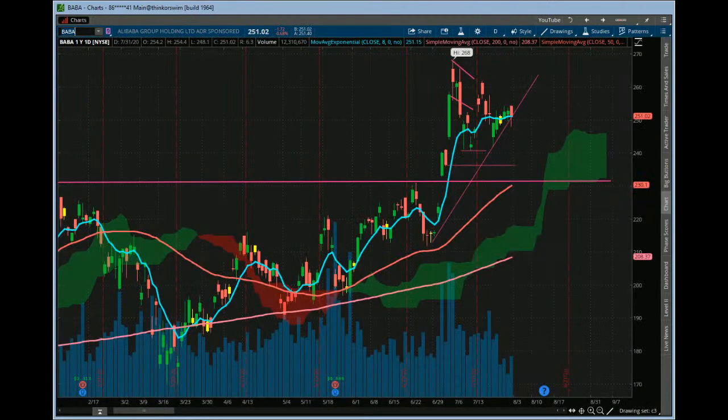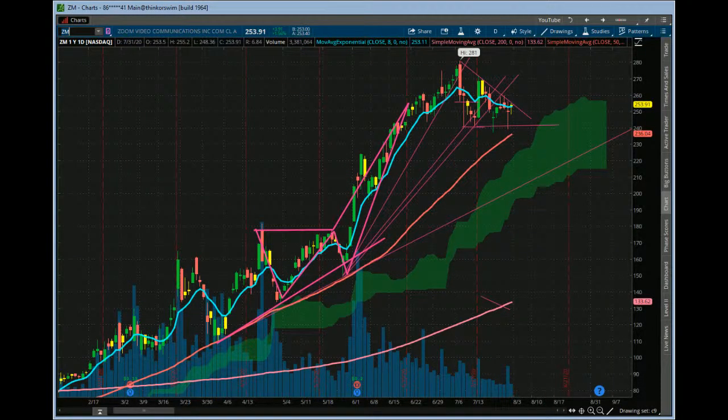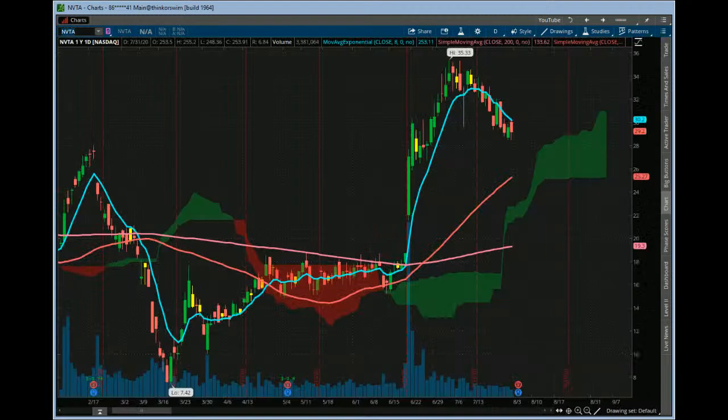Baba holding on the upward trend line, so let's see if that continues to push. Zoom inside day, pretty tight right here. Again, drama stock, but if it breaks out over that geometric level off the inside day high, it might give a little bit of a pop on that one. So keep an eye on that.